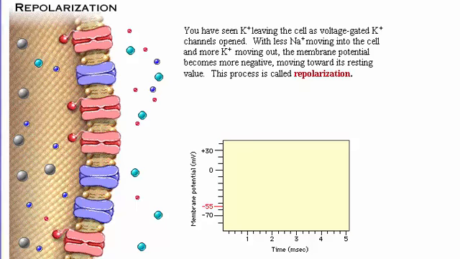You have seen potassium leaving the cell as voltage-gated potassium channels opened. With less sodium moving into the cell and more potassium moving out, the membrane potential becomes more negative, moving towards its resting value. This process is called repolarization. Click the membrane to see the animation and graph of the action potential.